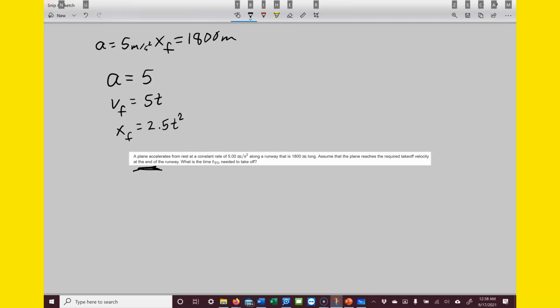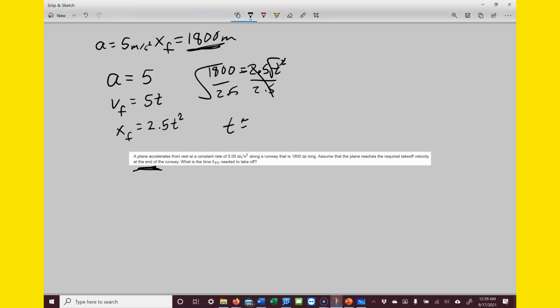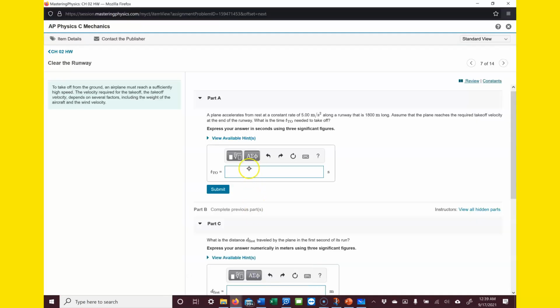All right, what do we know? We can plug that in for x_f: 1800 equals 2.5t squared, and we got it whipped. We can solve for t by dividing by 2.5 and taking the square root. And t will approximately equal 26.8 seconds. It says use 3 significant figures, so I did use 3 significant figures.